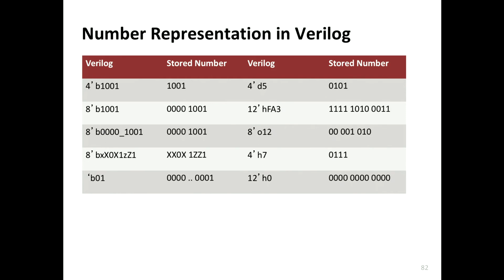What this means is a 4-bit binary number, 1001, and when stored, it's 1001. Consider this example. What this basically means is that it's a 12-bit number. H stands for hexadecimal. F, A, 3, which means that F is 1111, that's 15. A is 1010, and 3 is represented as 0011. And the value of the number is exactly this: 1111, 1010, 0011, and so it is with octal and hexadecimal.